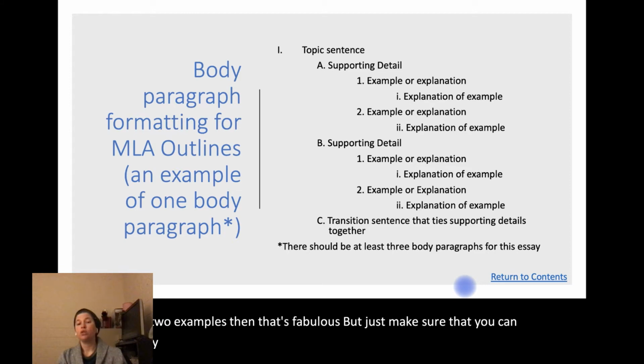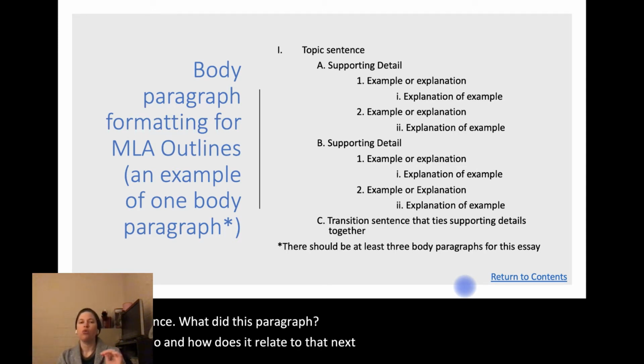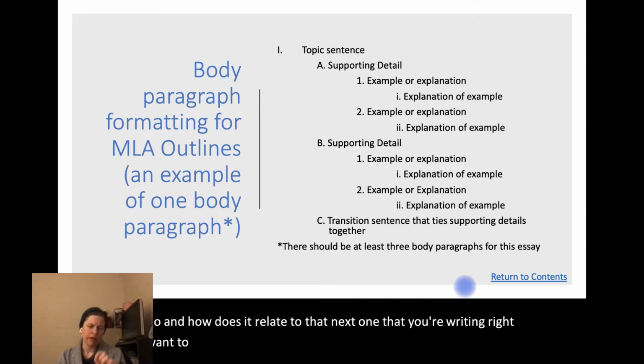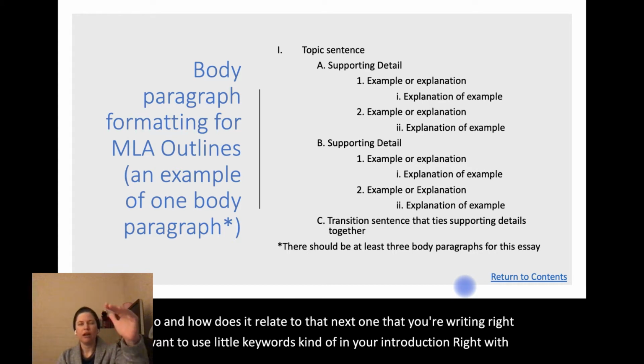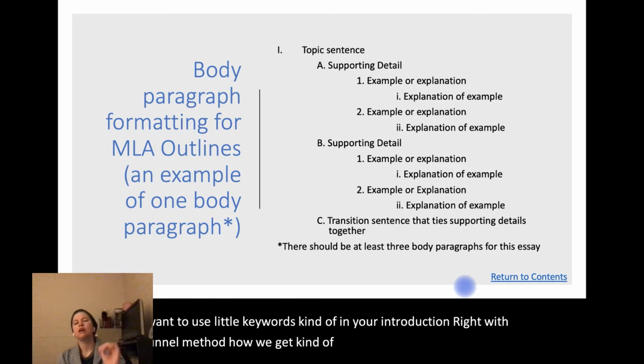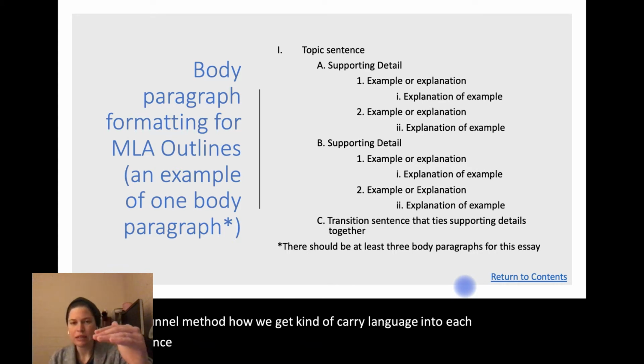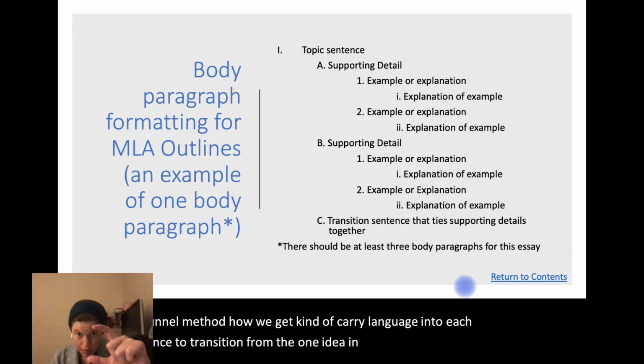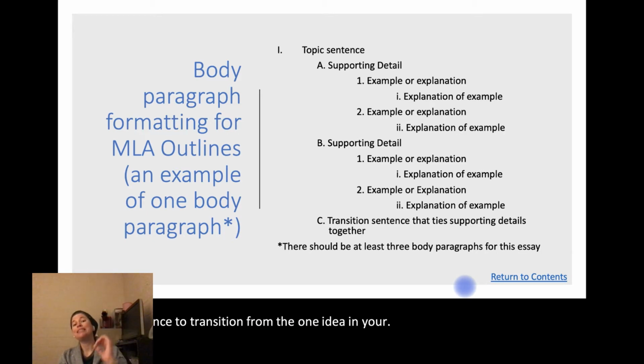And then you want to have a transition sentence that ties your supporting details together and relates it back to your topic sentence. What did this paragraph just do? And how does it relate to that next one that you're writing? Right? You want to use little keywords, kind of like in your introduction with the funnel method, how we kind of carry language into each sentence to transition from the one idea in your body paragraph to the idea that's happening in your next body paragraph.